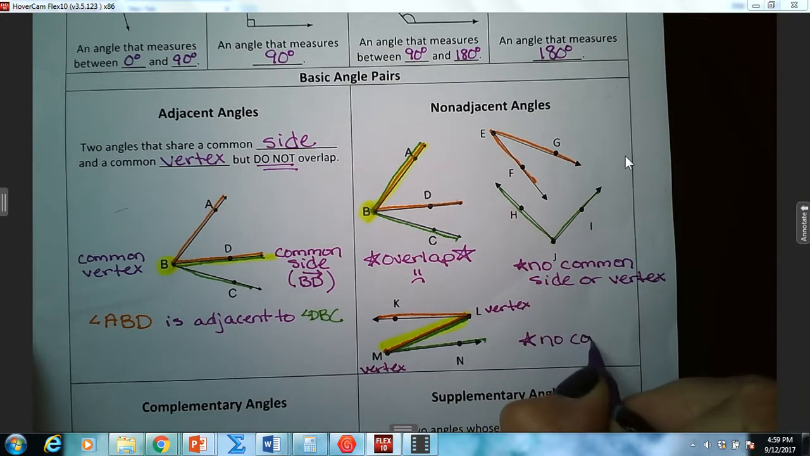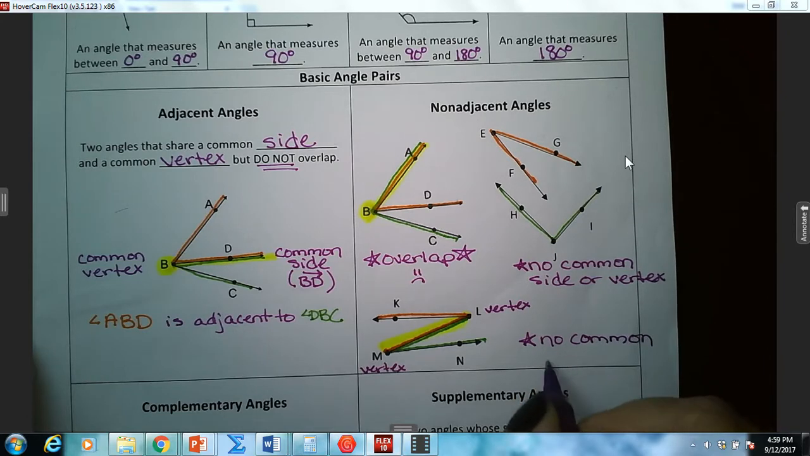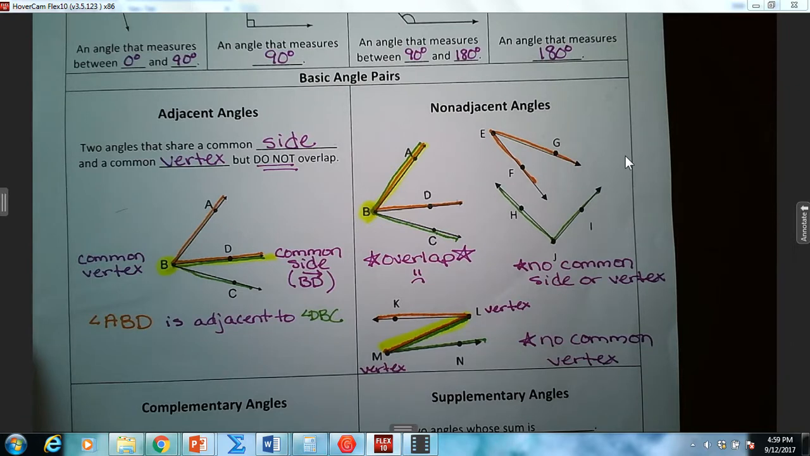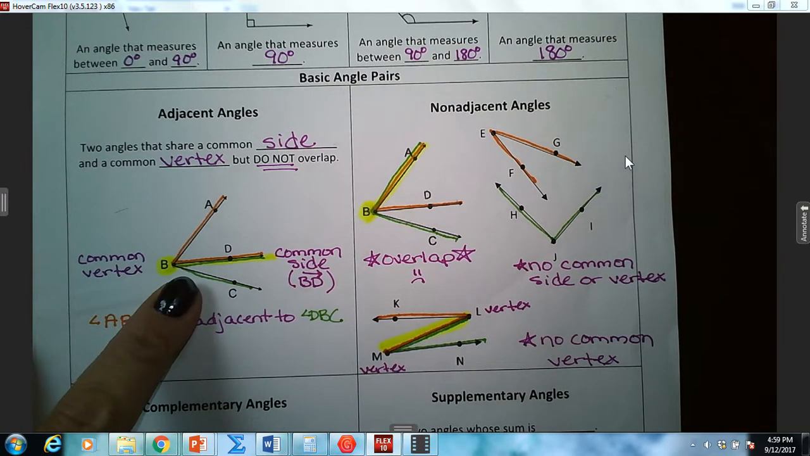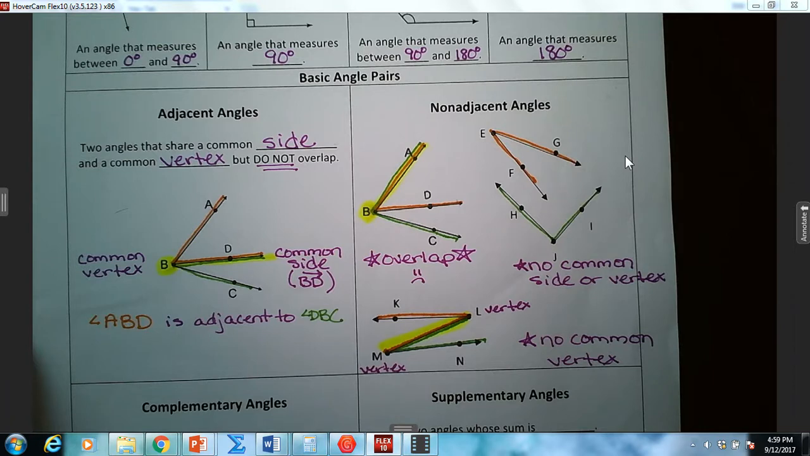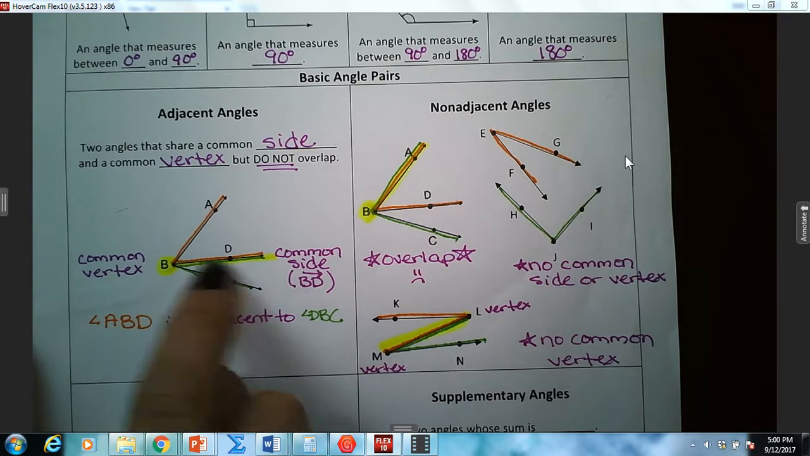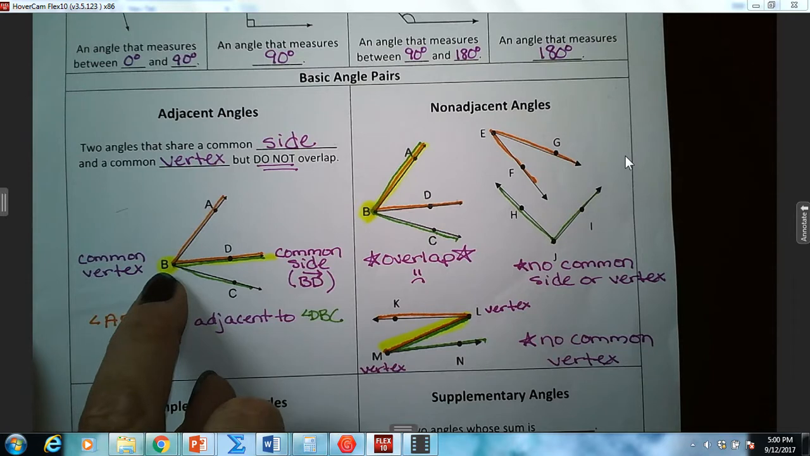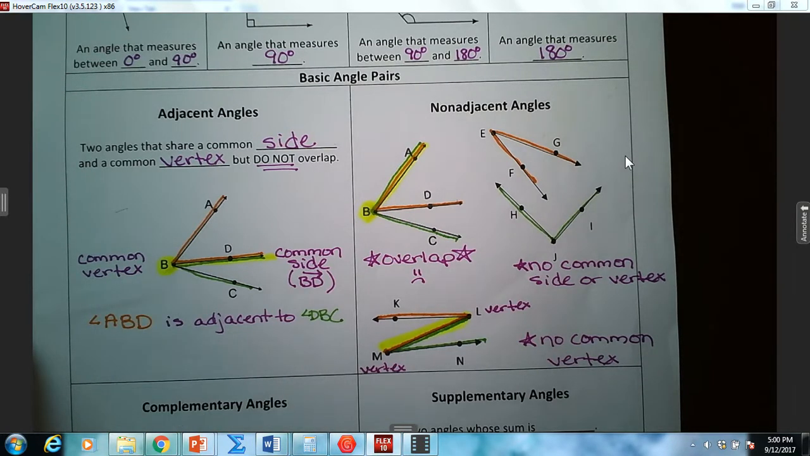No common vertex. Okay. So there's three examples of non-adjacent angles. It's a pretty specific example, but I also think it's a pretty simple concept if you just weed through the details. The angles have to be side by side. They have to share a common ray, and they have to share a common vertex point, but they can't overlap.